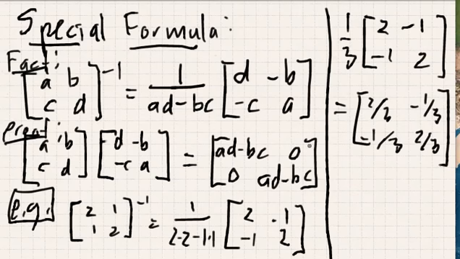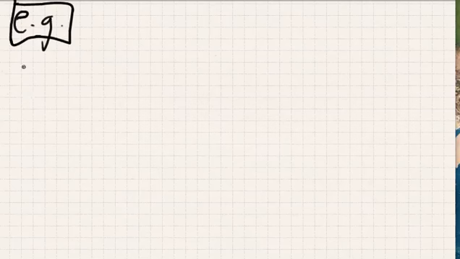Let's do one more example. Let's say I'm looking at the matrix 2, 3, and let's put an 8 here and a 5.